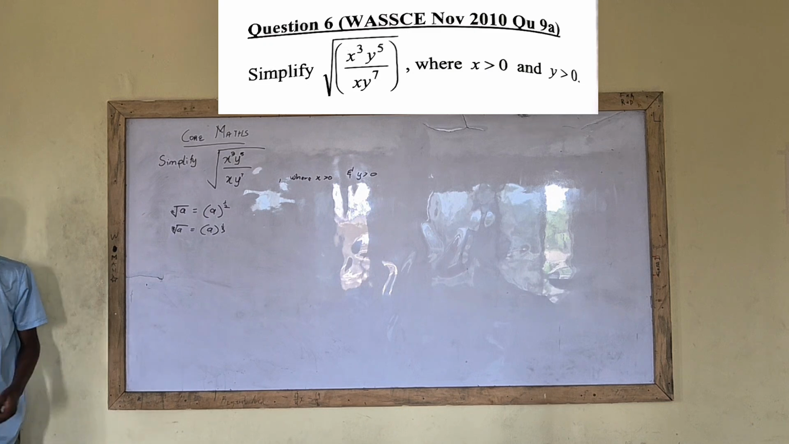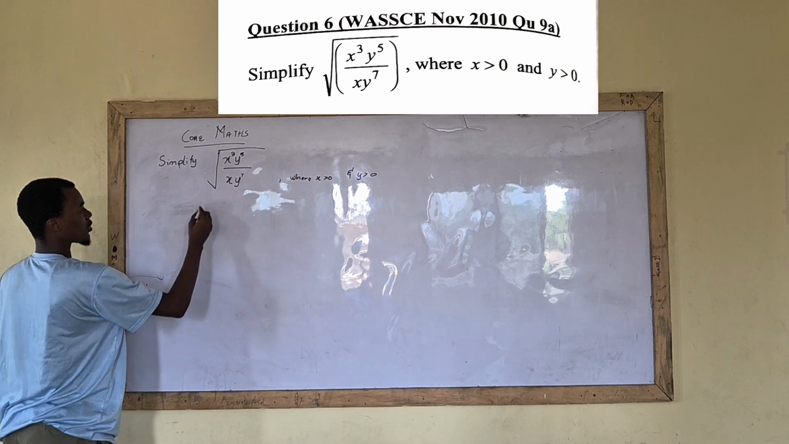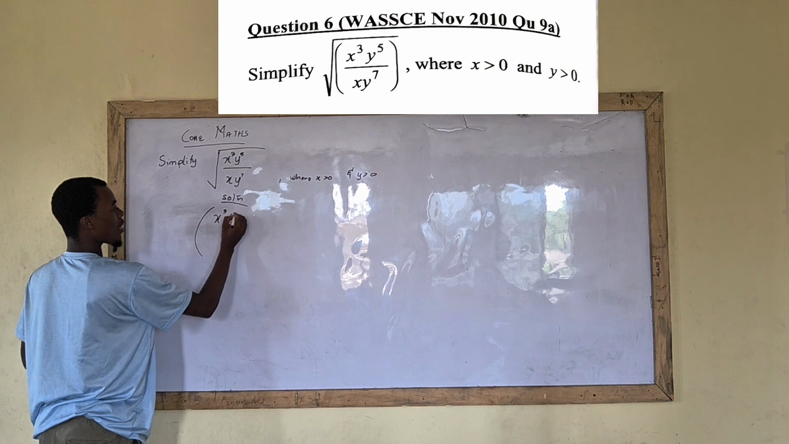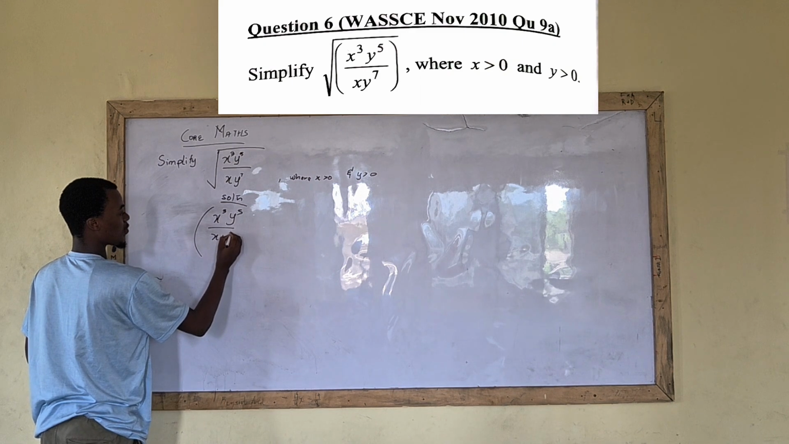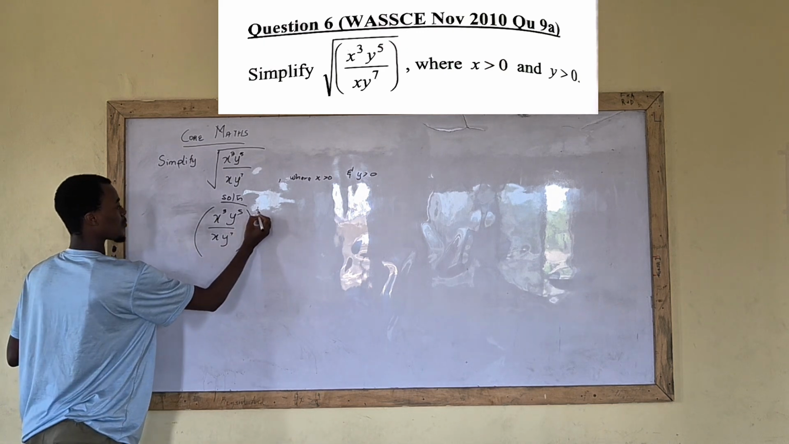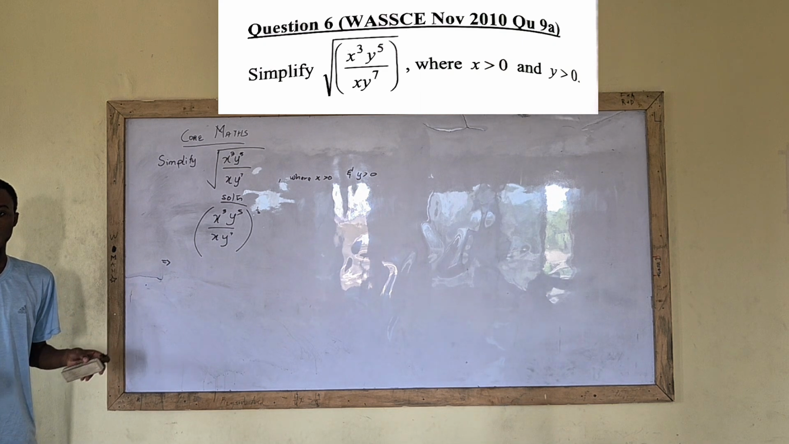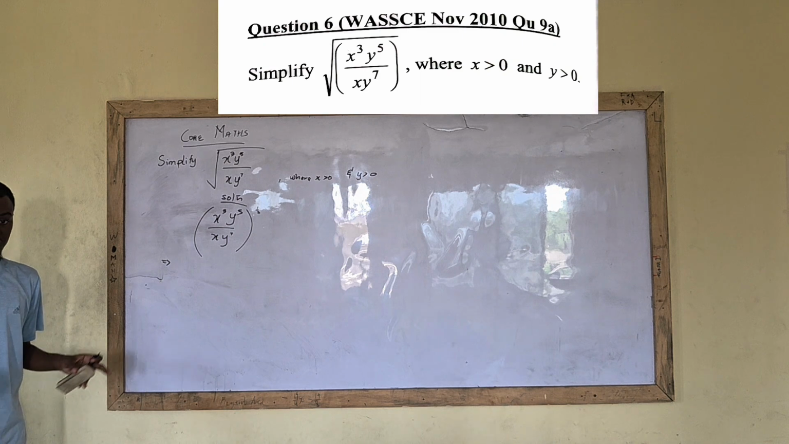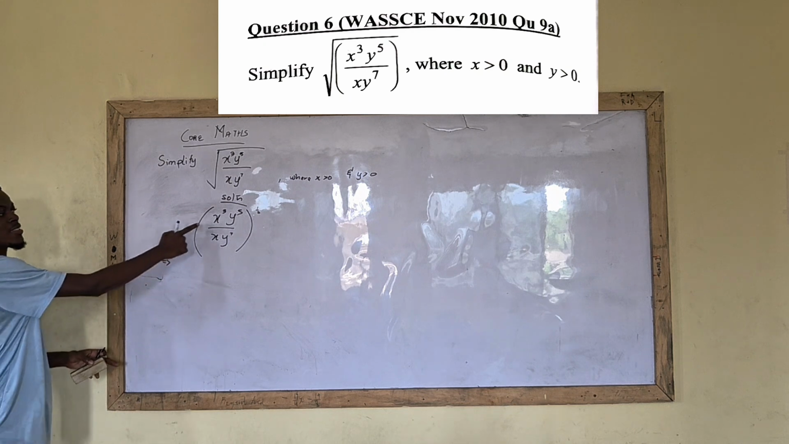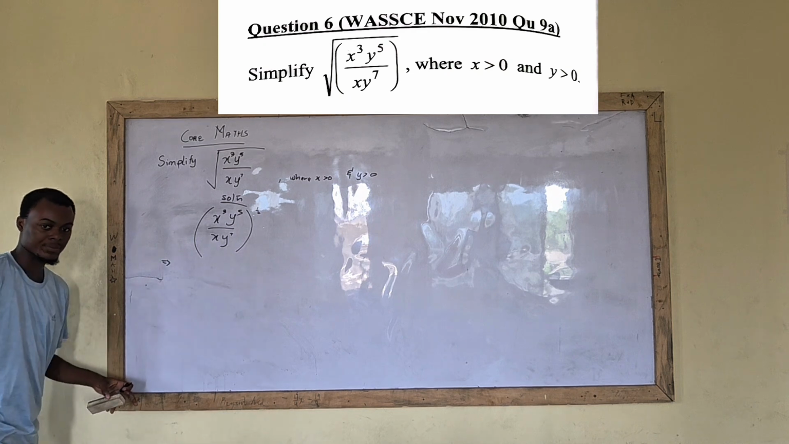So by this logic, you can say that this is the same as x cubed y to the 5 over x y to the 7, all to the power of half. Now, in indices, the quotient, what is the division? That means the powers are subtracted from each other. X and x have the same base, y and y have the same base.